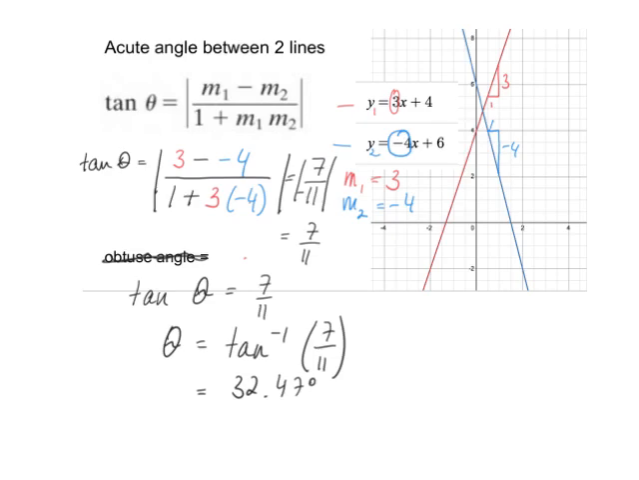Okay, so remember the acute angle is the angle less than 90 degrees. So this would be this angle, yeah? So this angle here is now 32.47 degrees. Yeah, so acute is the small angle.